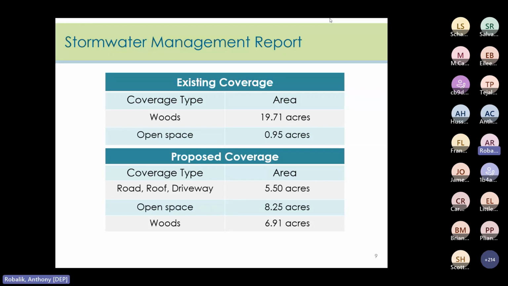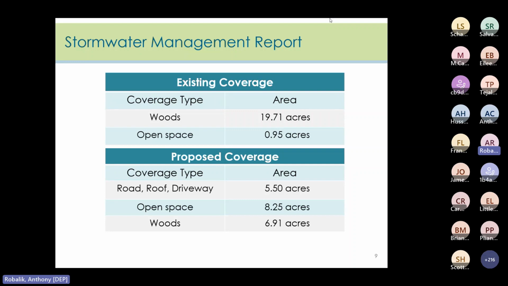And this is what the engineer submitted with the stormwater management report. For the existing coverage, there's 19.71 acres of woods and 0.95 acres of open space. For this project, we could assume that this is correct. You could go out and check this. If you look at the site in GIS, you could measure those areas even, but this information seems correct compared to the site plan and doesn't really single out anything as requiring any further checking.